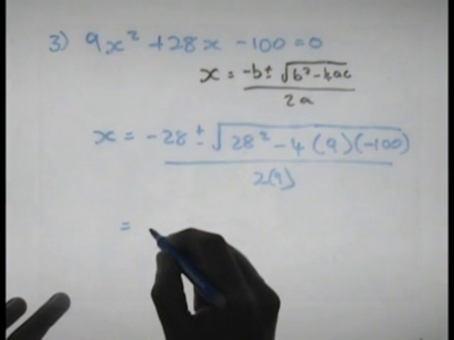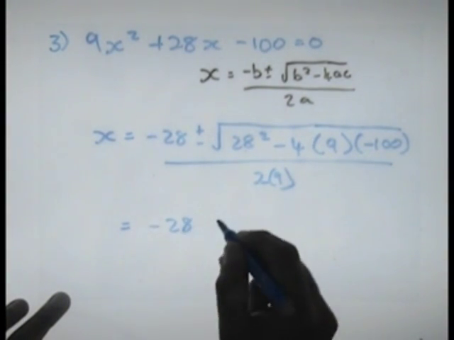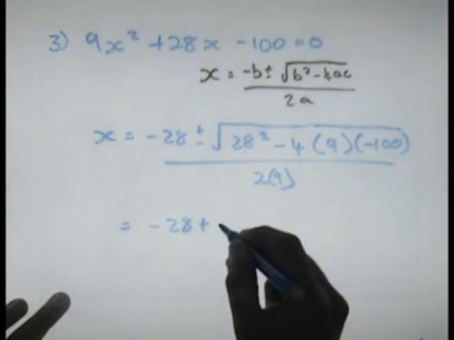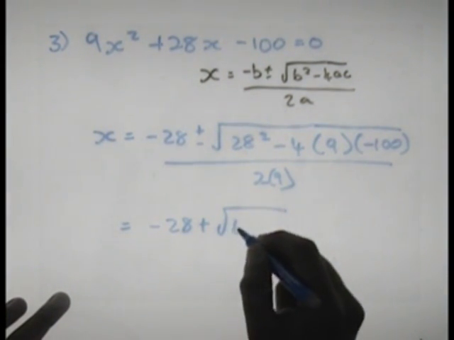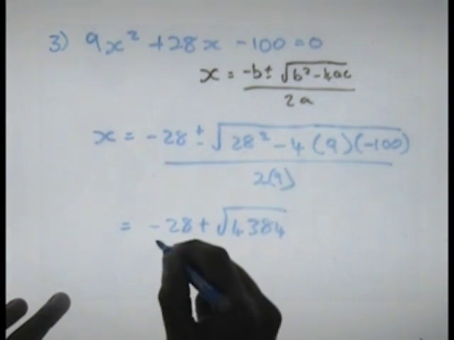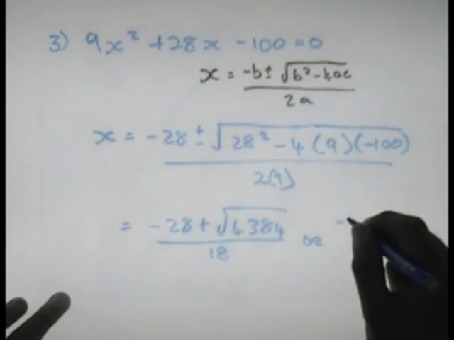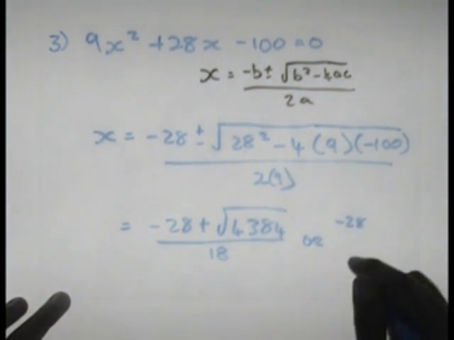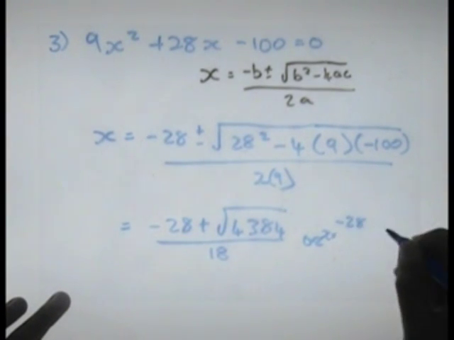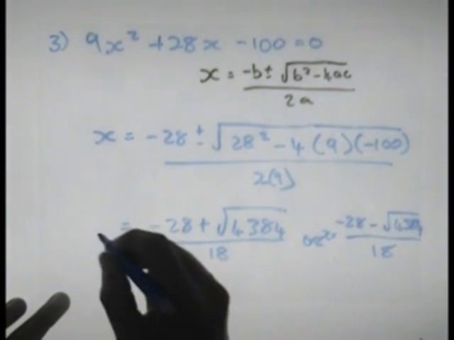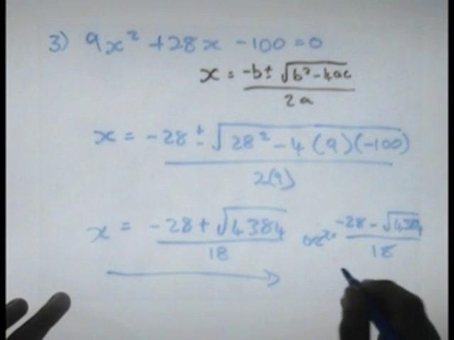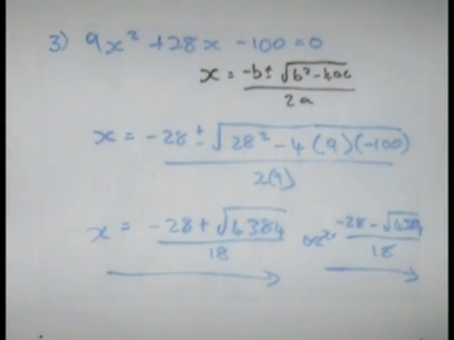That will yield a result of negative 28 plus the square root of 4384 divided by 18, or negative 28, rather, x is equal to negative 28 minus root 4384 over 18. These are our two x values. I don't expect you to take it any further than that.